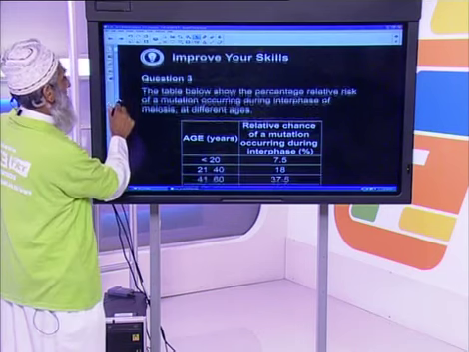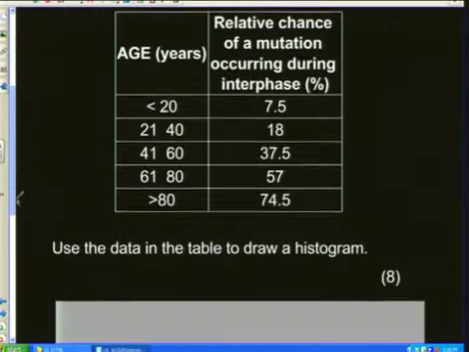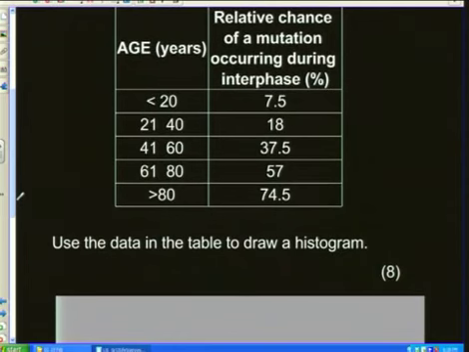Let's move on. The table below shows the percentage relative risk of a mutation occurring during interphase of meiosis at different ages. So they're giving you a table, and you have this in your notes. They're giving you the age, and on this side, the relative chance of a mutation occurring during interphase. And they give you different ages, less than 20, 21 to 40, and so on, and they're giving you that.